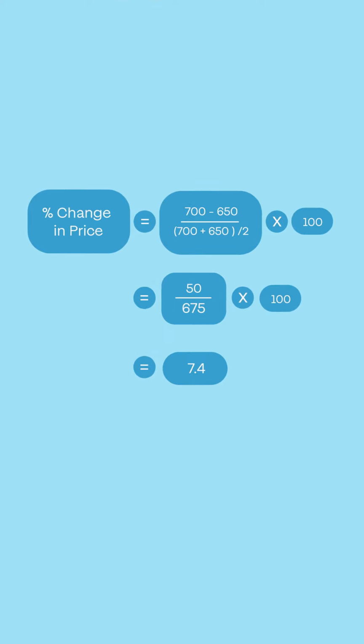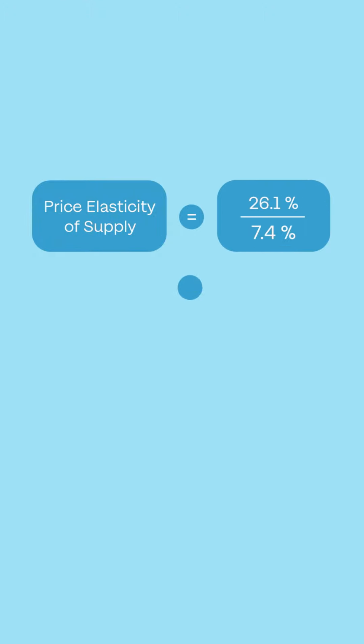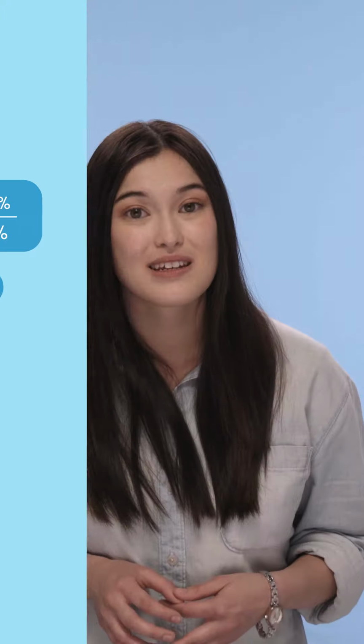The final step is to divide the percentage change in quantity by the percent change in price. In this case, divide 26.1% by 7.4%, and you find that the price elasticity of supply between point A and B in your ski rental business is a whopping 3.53.